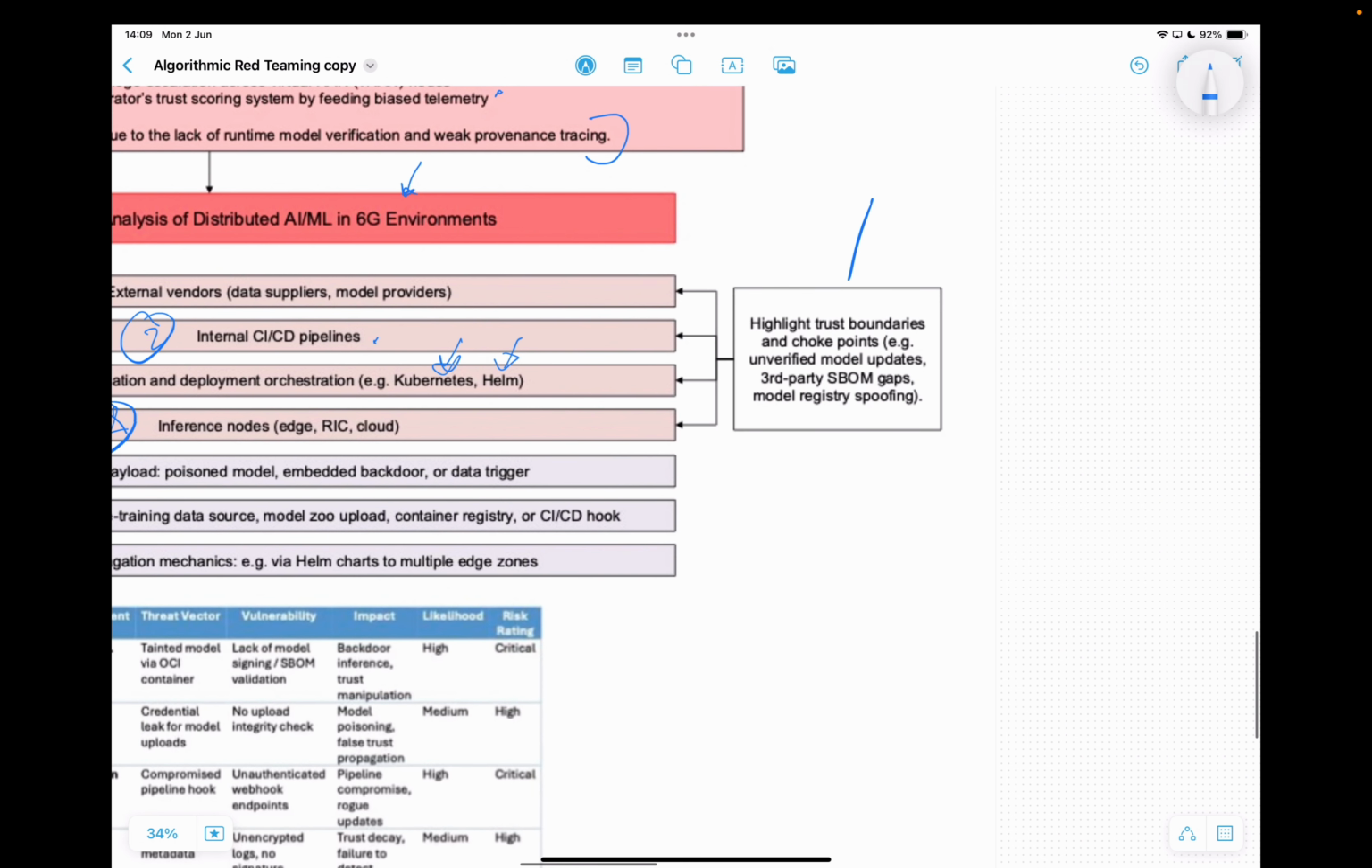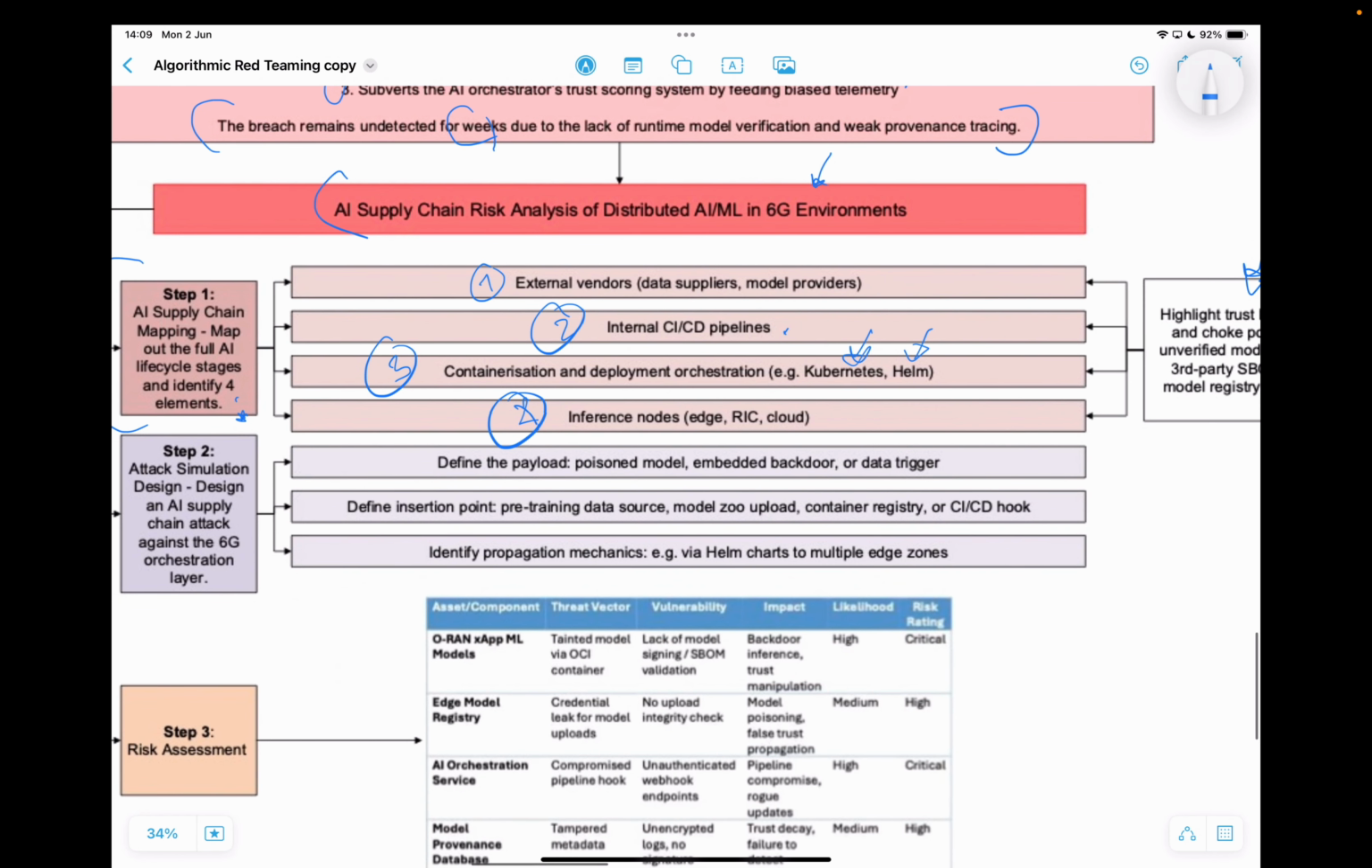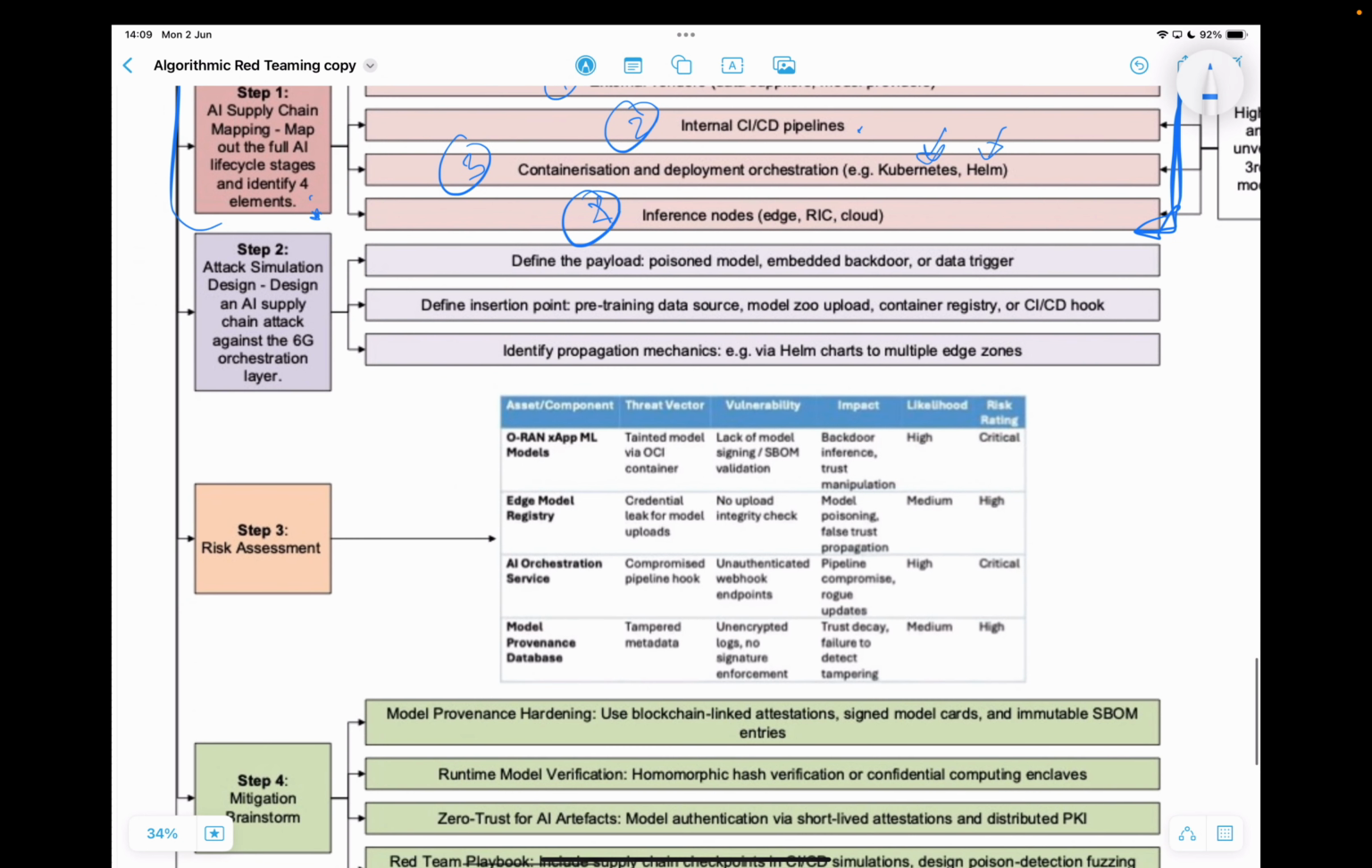And we need to highlight the trust boundaries and choke points. So unverified model updates, third-party SBOM gaps, model registry spoofing. Those are the things that we need to be looking at in this process. So that's step number 1 of the red teaming exercise.